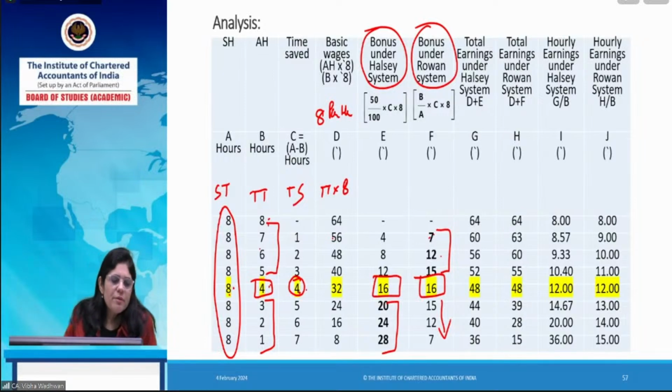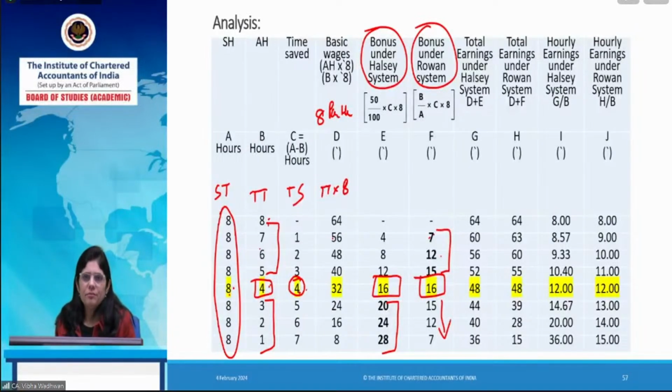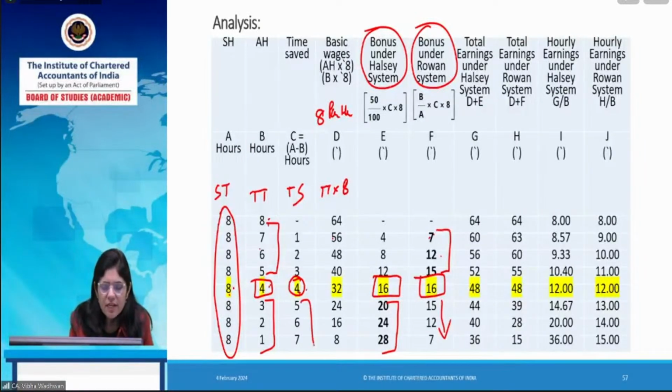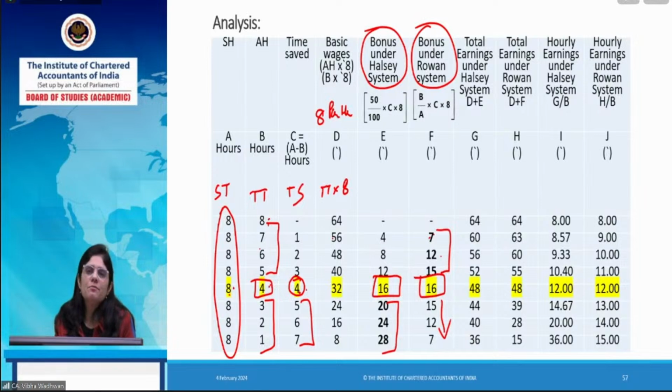That's why I'm saying it should depend upon the organization. If there are less efficient people, then that organization should adopt the Rowan method. Clear? It's just the comparison. But if they are highly efficient people, then I think the Halsey method is better, because the more time they save, the more their earnings and bonus will increase. But in Rowan, the more time you save, your earnings drop. Clear? So the organization has to create a balance between the two, and they have to make an analysis of their employees first.